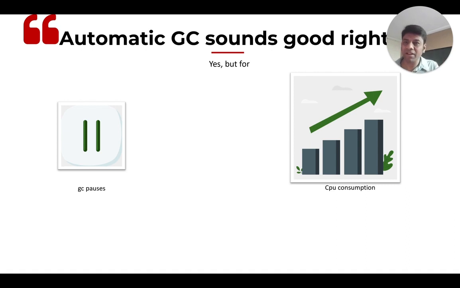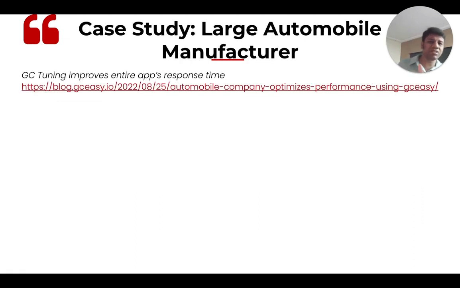Recently, even Uber was optimizing their GC performance, and they were able to reduce CPU consumption, which ultimately lowered their cloud computing cost significantly. To learn about such success stories, about what you can achieve by GC tuning, you can look at the success stories link I'm giving here. But I just want to quickly share one success story, and then let's keep moving. Here is a success story which I worked on firsthand with a very large automobile manufacturer.